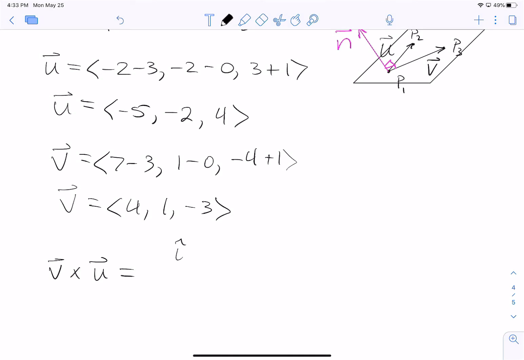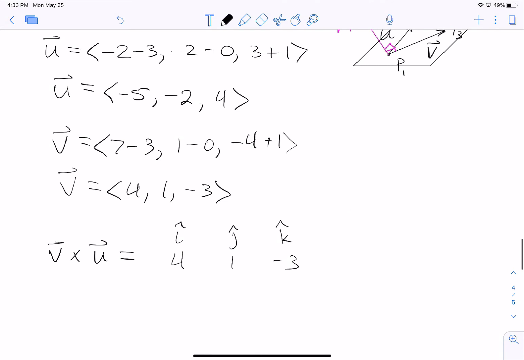V cross U, so our determinant is going to be the first row I, J, K. The second row are the components of V, so 4, 1, -3. And the third row are the components of U, and so -5, -2, 4. Go ahead and pause the video here and find this cross product. If you can take this all the way through to the end, come up with the equation of the plane, so much the better.